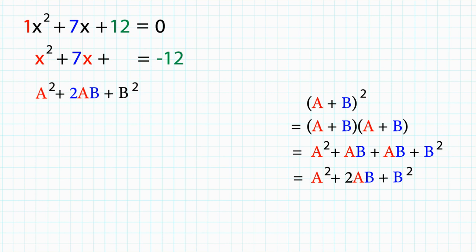If we compare the two expressions and try to figure out the missing numbers, x takes the place of a. If you look at the second term, 7 is equal to 2b. Therefore, b is equal to 7 over 2, and that makes the number that we need to add at the end to complete the square equal to b squared, which is equal to 49 over 4.